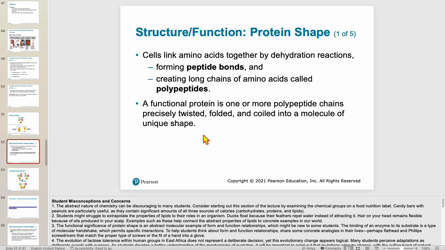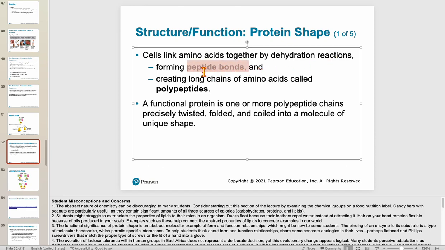Okay, next slide. So now this says the same thing I did. I just want to make sure you remembered it. How do I put amino acids together? Just as usual, by dehydration. But this time we form something special called a peptide bond. And we'll see that in the next picture.